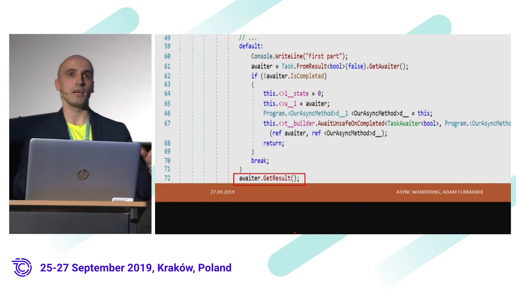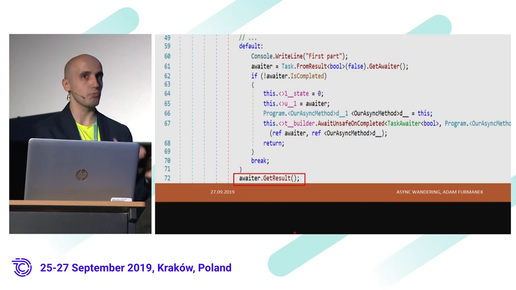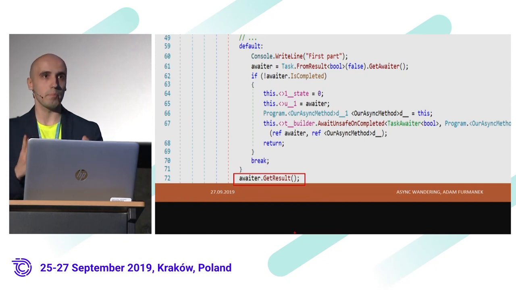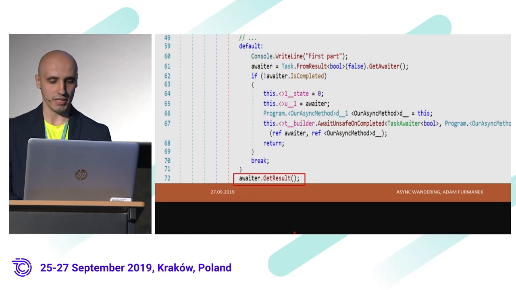The thing here is, we did have await, but we never stopped executing the method. We are still executing it completely synchronously. We did not do any thread switch. We did not go through any thread pool or task scheduler. We just executed this code in the place where we started executing the method.